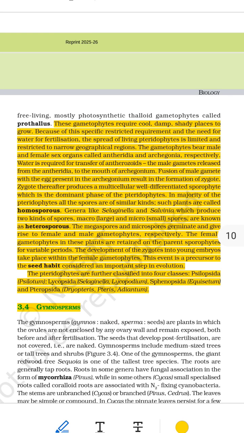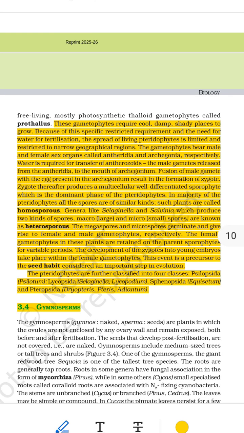2. Spores for reproduction. Pteridophytes do not have flowers or seeds. They make spores inside small structures called sporangia. These sporangia grow on special leaves called sporophylls. In some, these sporophylls form cone-like structures called strobili.